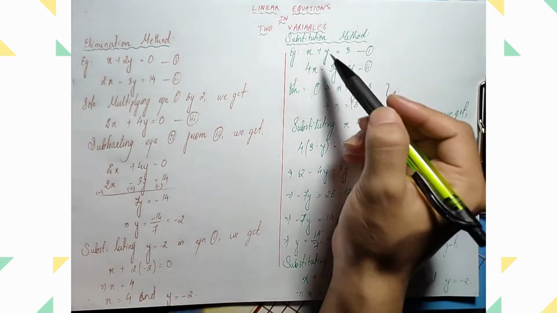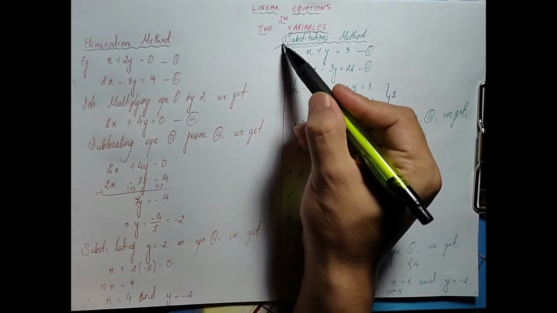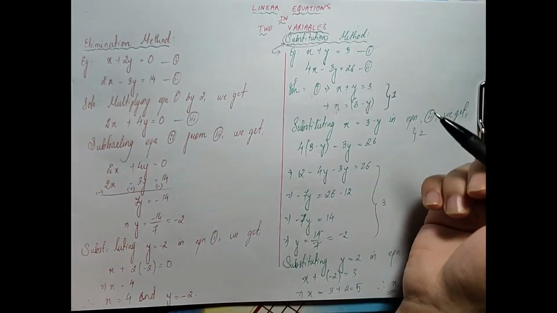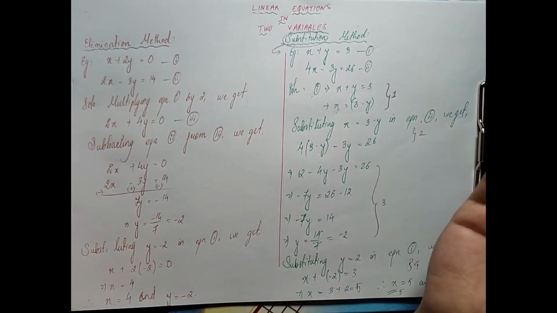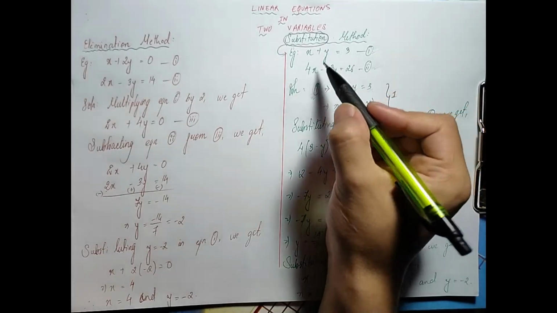Let us discuss the first method, that is substitution method. Here we'll be substituting one of the variables in the other equation and so on to find the value. The algorithm is shown on the screen. To understand the algorithm of substitution method, let us do one question.